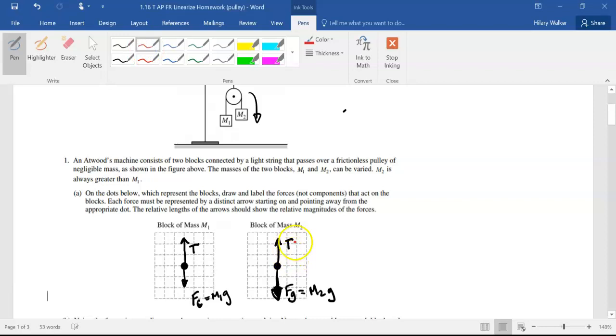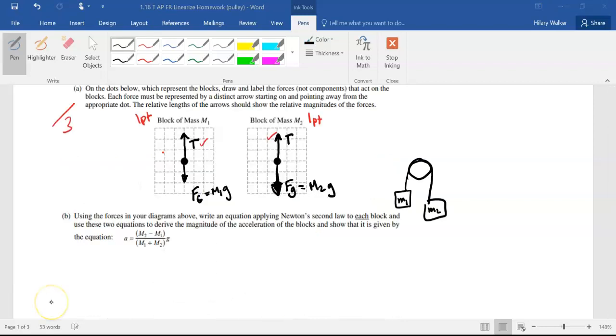Okay, so this one was out of 3 points. To get all 3 points, you need to indicate both of the tensions are the same size. That's 1 point right there for indicating the tension is the same. And then you get 1 point for each of the free body diagrams below. If you had for M2 that FG was bigger than tension, that's 1 point. And then for M1, tension needs to be bigger than FG, that's another point. So 3 points total.